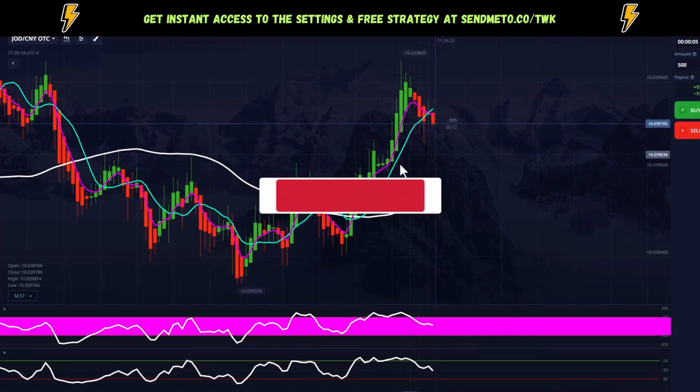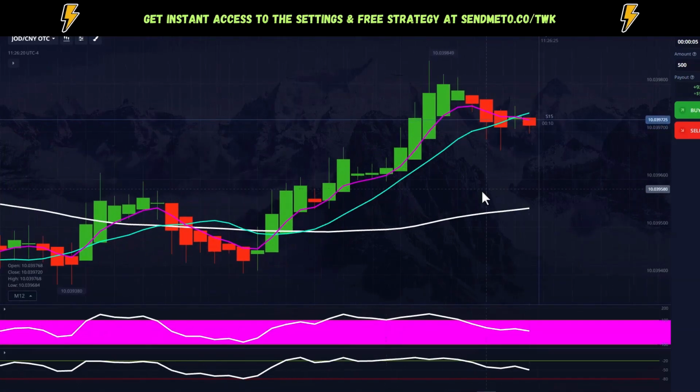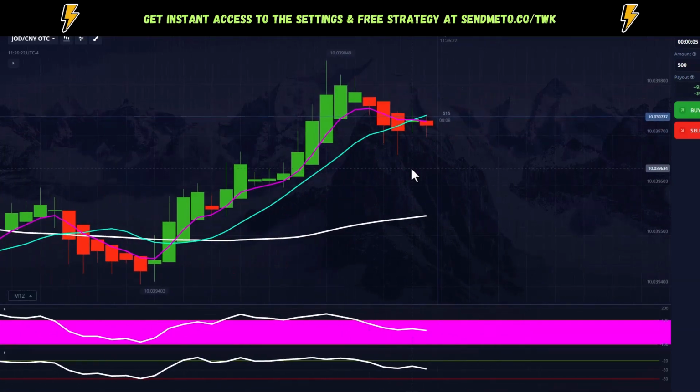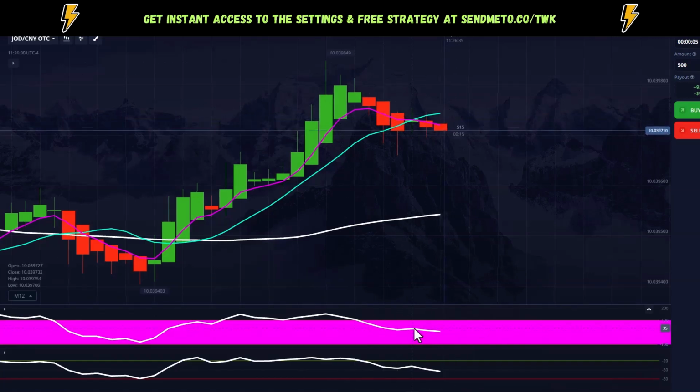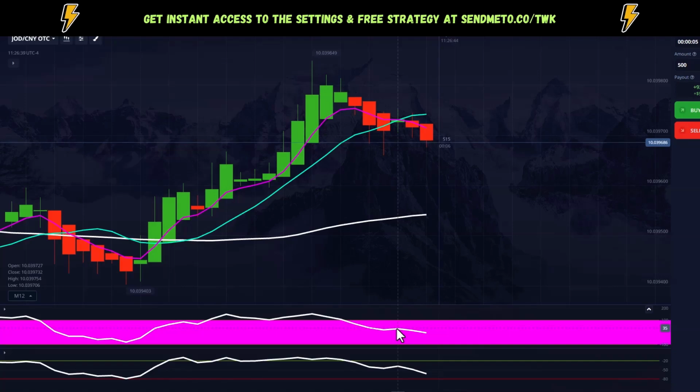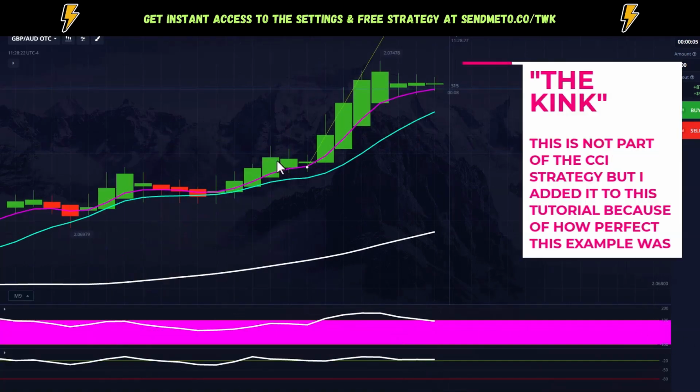You could see right now that we just had a cross of moving averages, which normally means a direction change, as we've already seen that the direction change was happening. And you can see that is reflected in the CCI and Williams. Let's dive deeper. I'm going to draw an arrow here.